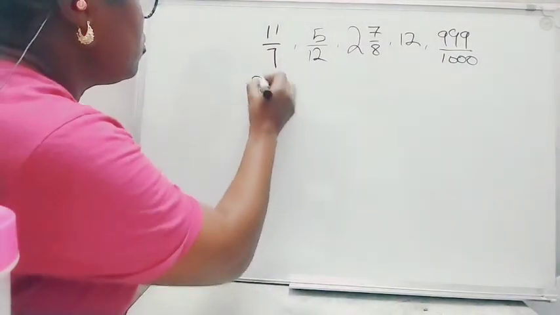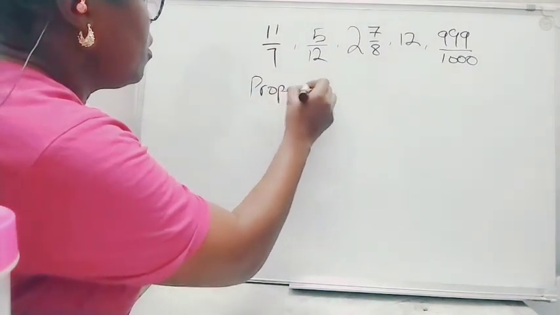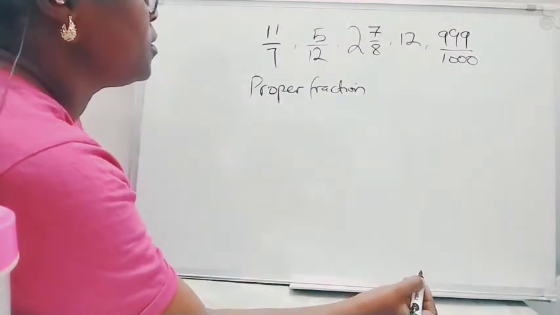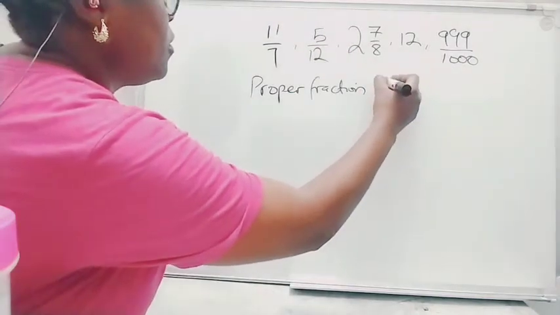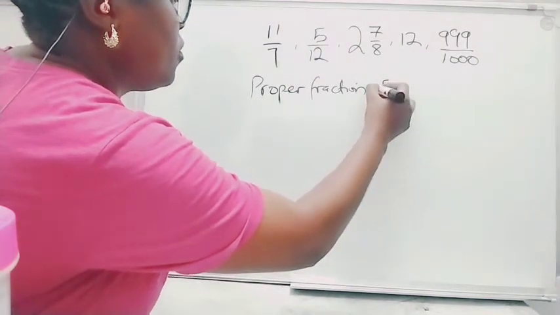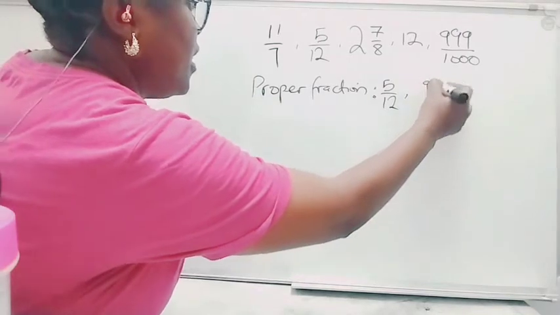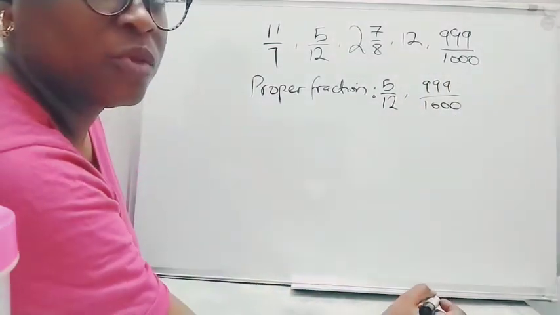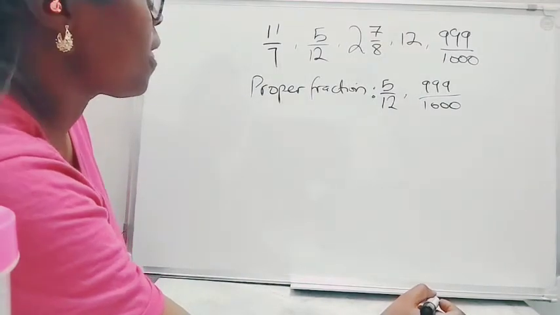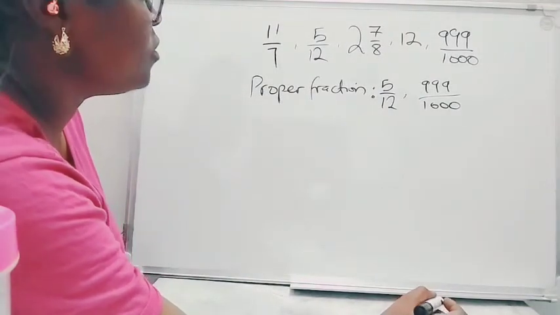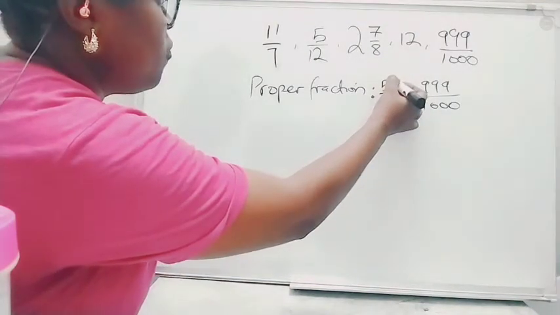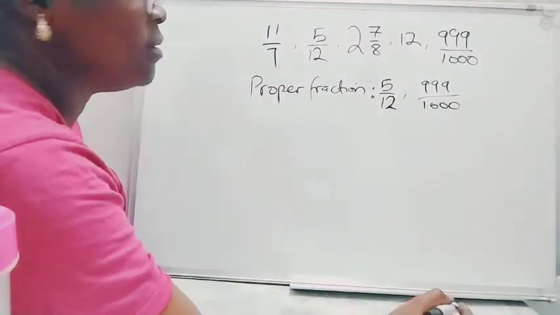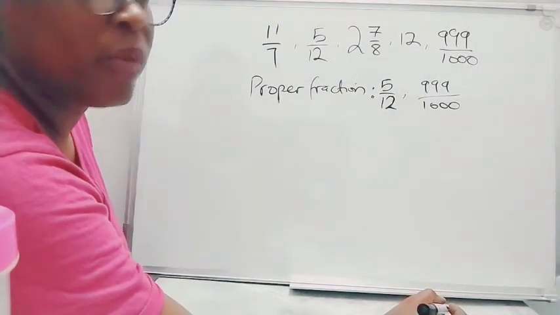So first of all, we see proper fractions, right? So we have 5 over 12, and we have 999 over 1000. So proper fractions are fractions where you have the numerator, a whole number less than the whole number in the denominator. So that's a proper fraction.